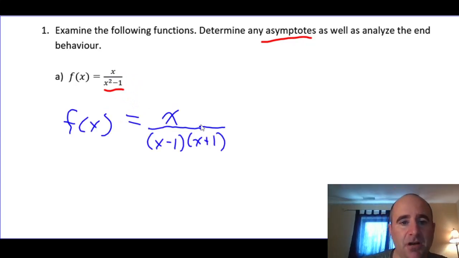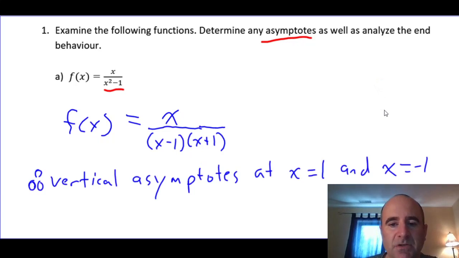When I factor the denominator, I get x divided by x minus 1, x plus 1. So that actually tells us that there are vertical asymptotes at x equals 1 and x equals negative 1. So those vertical asymptotes, x equals 1 and x equals negative 1.